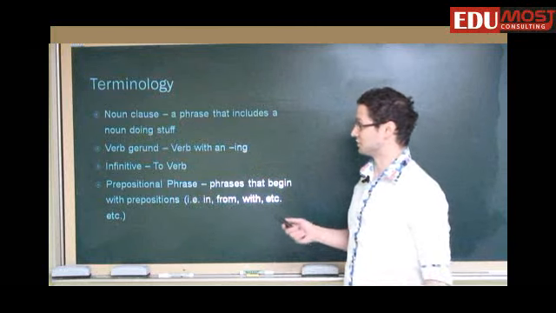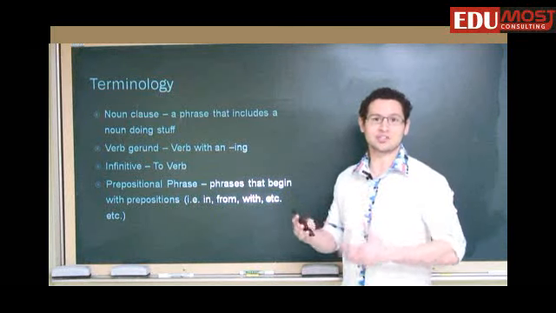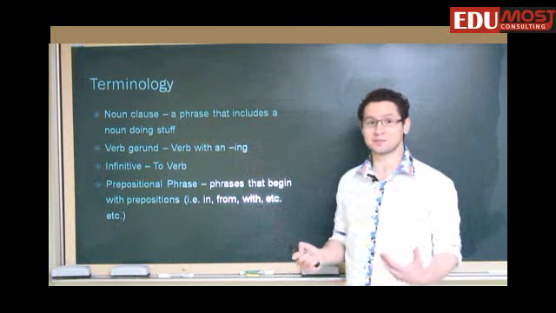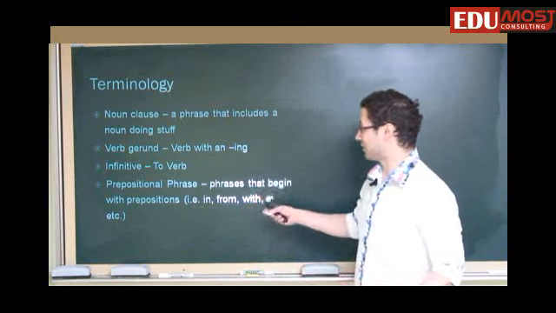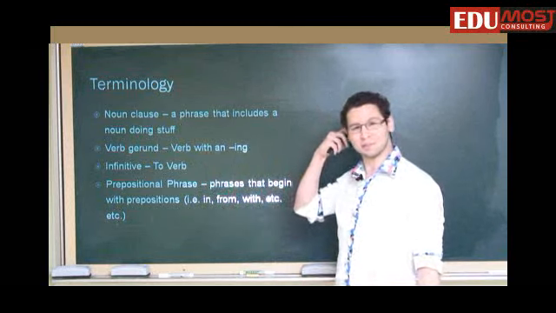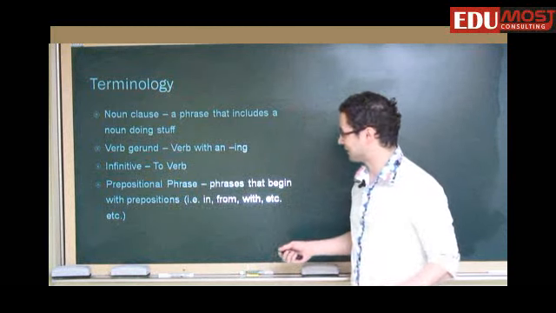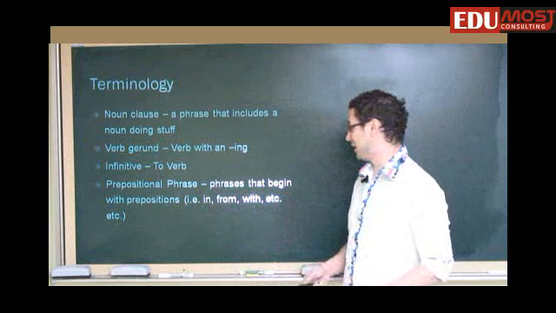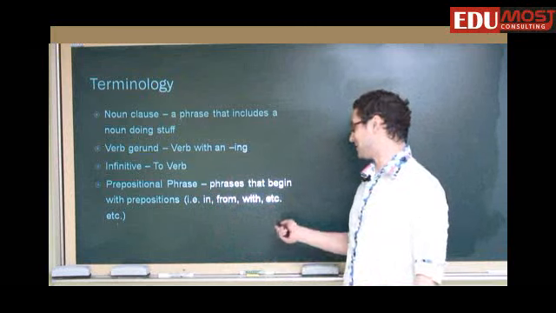Some of the terminology we'll be using today. Noun clause. Now, whenever I say clause, I just mean a group of words that form a partial idea. So a phrase, but a noun clause is a phrase that includes a noun doing stuff. So it's basically like there's an agent there that's performing an action. We have verb gerund, and a gerund is just any verb that ends with an ing. We have an infinitive, and that's the first form of the verb that generally people learn. It's just going to be to verb: to run, to eat, to walk. Then, of course, we have prepositional phrases, phrases that begin with prepositions or that contain a preposition. And I'm sure you guys know what prepositions are.